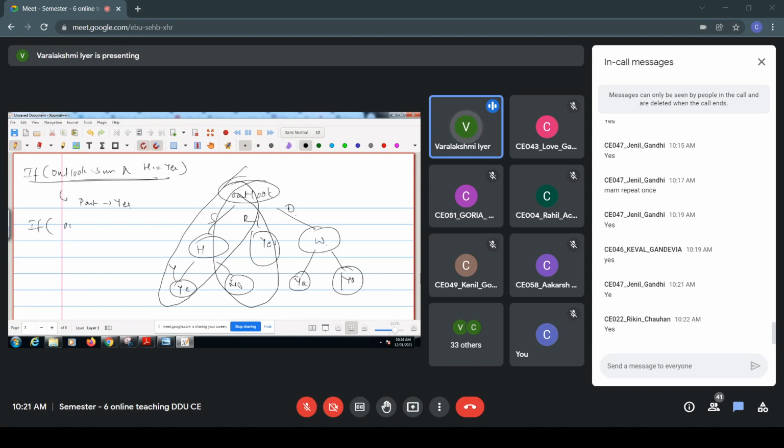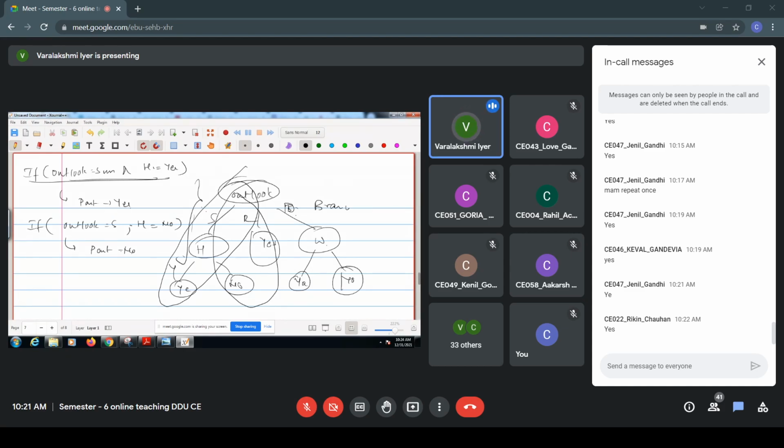If outlook equals sunny and humidity equals no, then the postcondition will be no. So in similar cases, we'll create if-else preconditions and postconditions, that is, rules. We'll create rules for each of the branches.